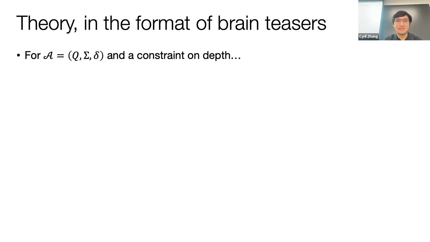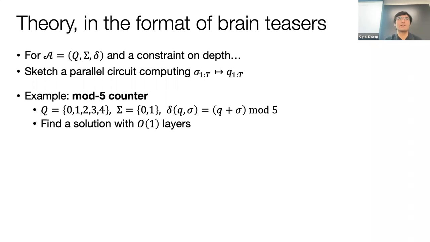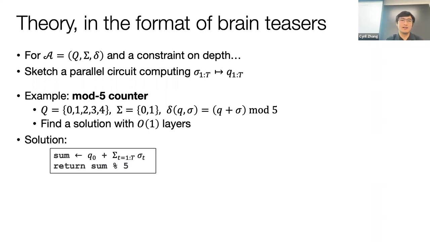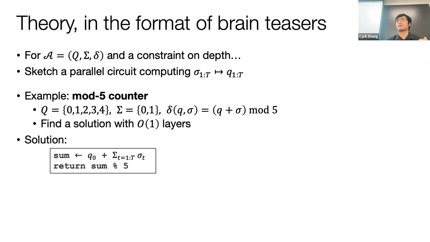I will give you a semi-automaton. And just like our example with the parity counter, you will sketch a parallel circuit, or shout out guesses or keywords for parallel circuits that successfully solve the simulation problem. Give me as shallow a solution as possible, mapping the inputs to the state sequence correctly. A warm-up example is a mod 5 counter, with 5 states, and the transitions are just like the parity counter, but with mod 5. Certainly the solution is just to change the 2 into a 5 from our previous one.